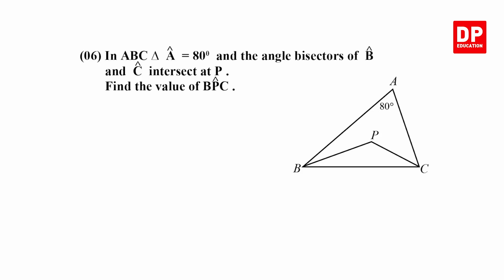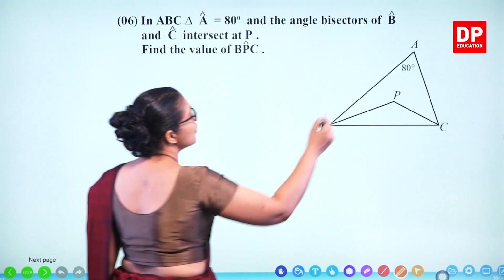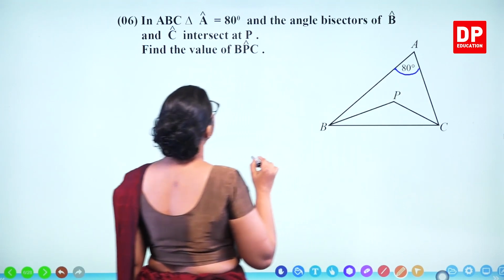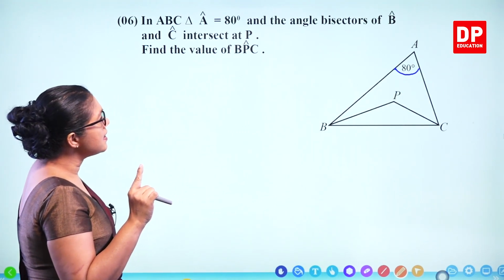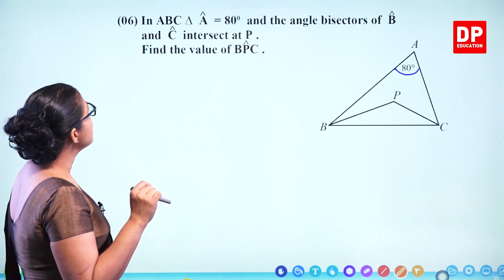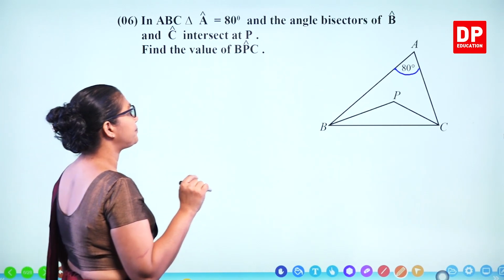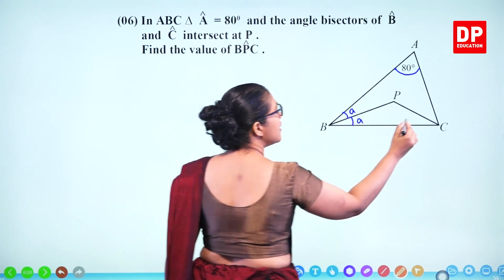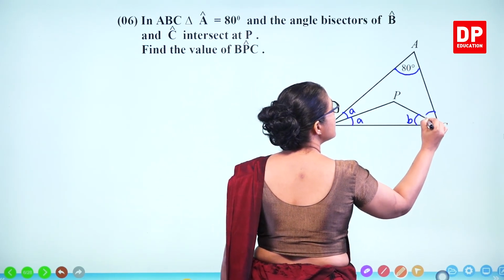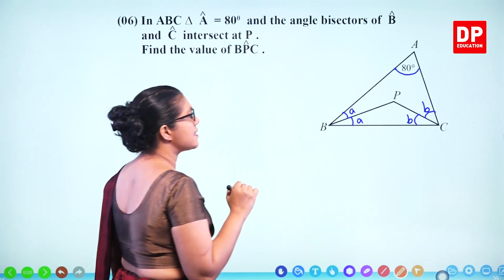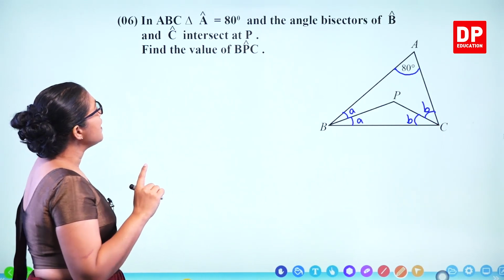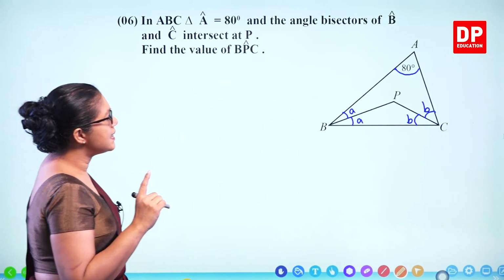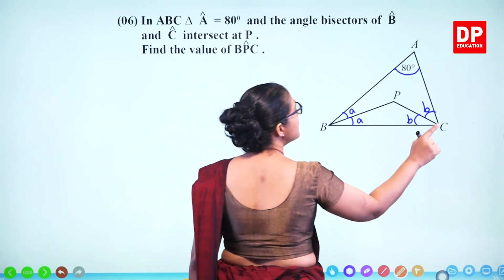Question number 6. In triangle ABC, angle A is 80. So this is given, 80. And the angle bisectors of B and C intersect at P. So we can write, if this is A, this is A, and if this is B, this is B, because angle bisectors are there. Find the value of angle BPC, this angle.